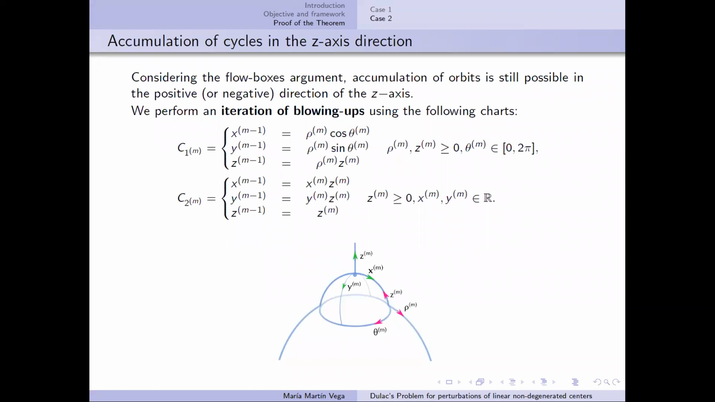Well, now we have proved that if we find cycles, they are in surfaces that are intersecting the characteristic orbits that we have found. But still, we need to study the north and south poles of the initial divisor, and we do it using an iteration of blowing ups. They look something similar to this. If you recall, the chart C2 is similar to the chart C2 that we had before, and the chart C1 is similar to the chart C1 that we have been using all the time.